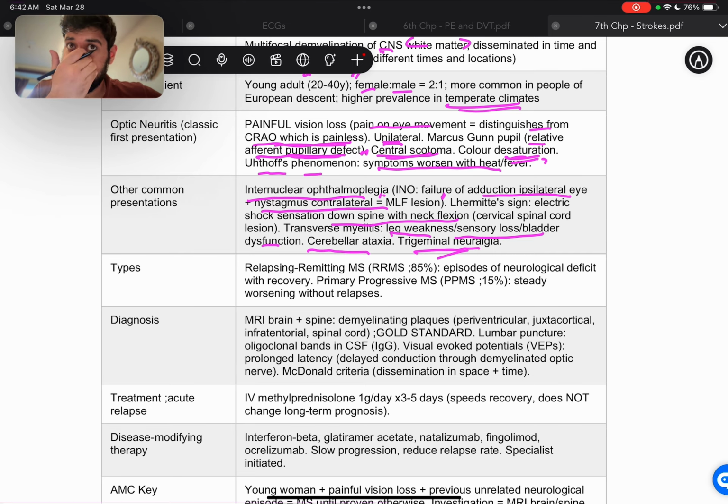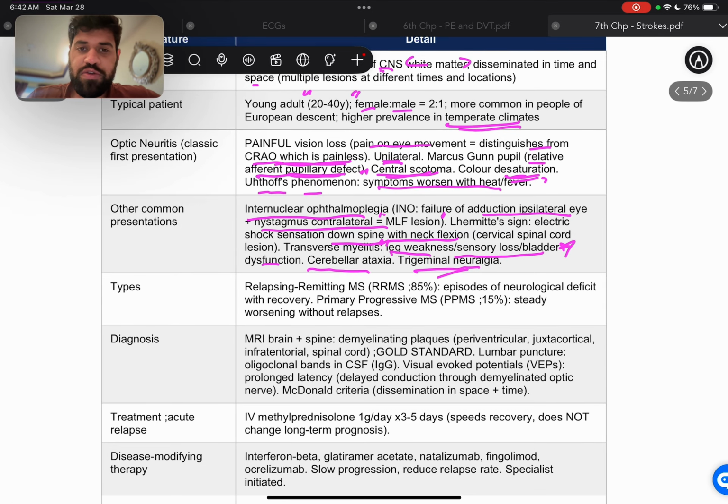And one more differential that you should always keep into consideration with leg weakness and especially sensory loss or bladder dysfunction is something called cauda equina syndrome, because in that as well we have bladder dysfunction, and they lose bladder control. But the difference is that MS is going to be chronic, whereas the development of cauda equina syndrome is acute and it's an emergency. Right.